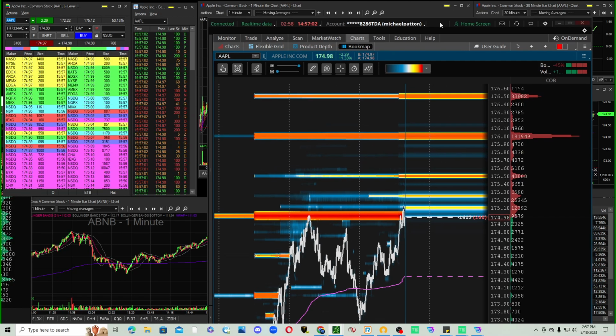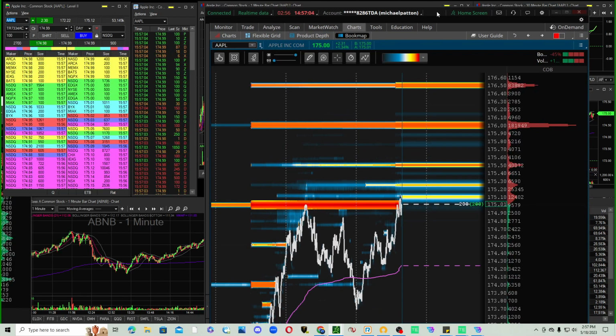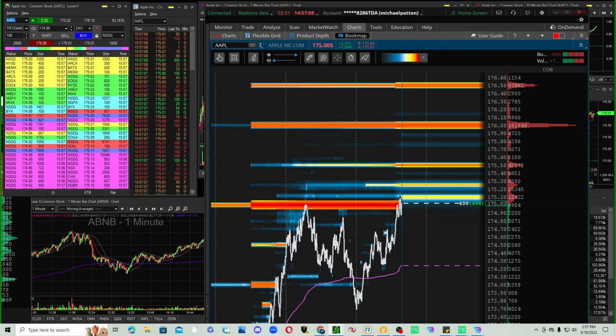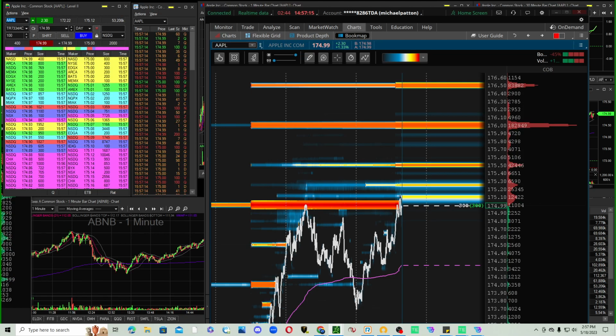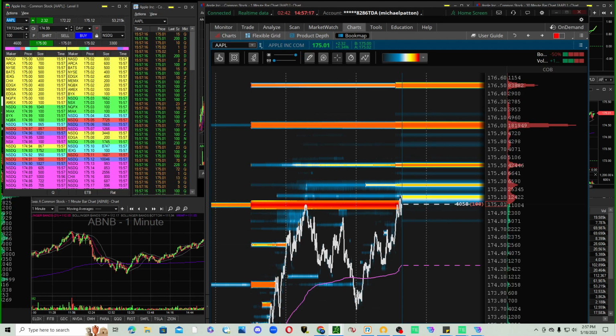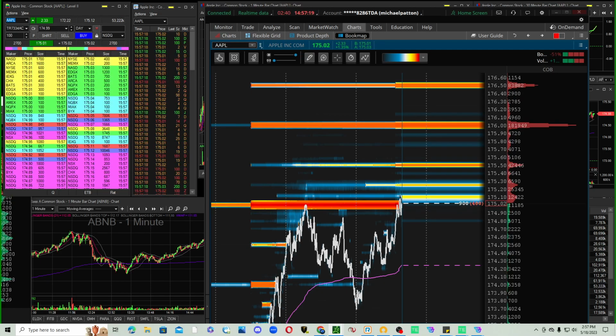Maybe it has something left in the gas tank. But guys, this is really how markets work. This is the inner workings. This is the scene in the Matrix where you're looking at the code. That's it. Nothing else.